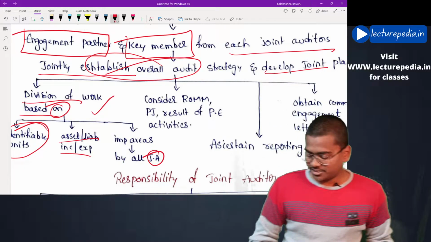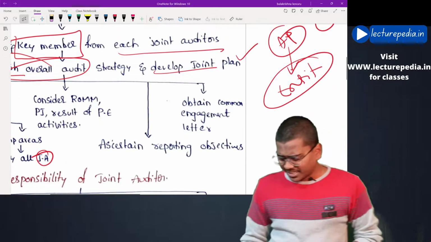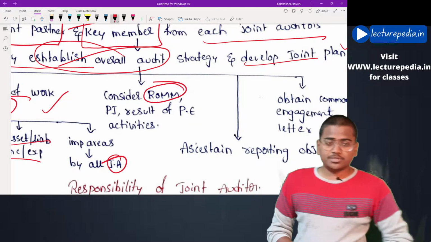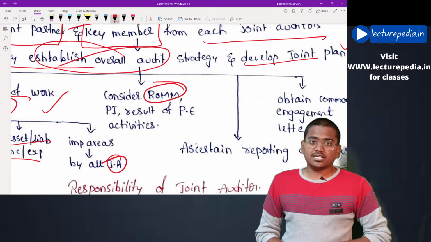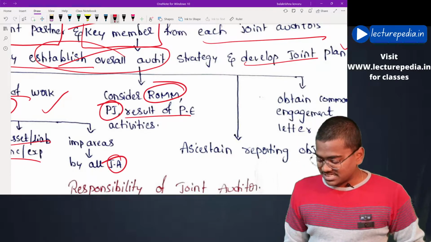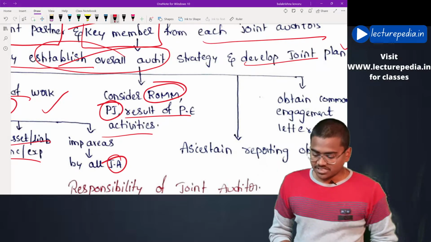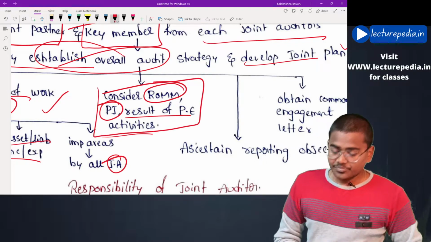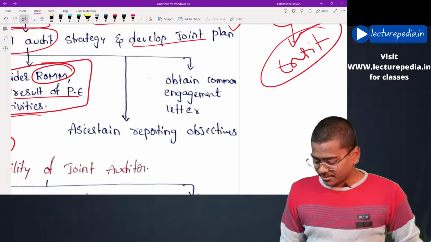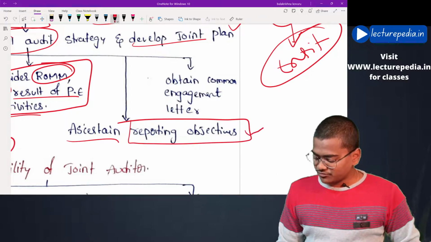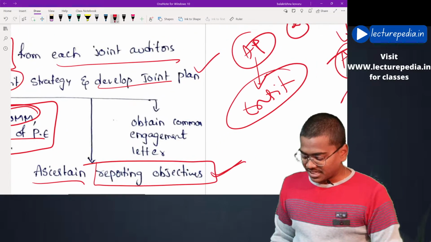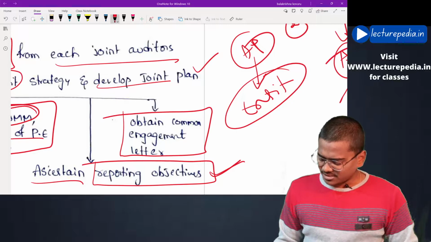Next, while preparing the joint audit plan, they have to consider the risk of material misstatement. Based on risk of material misstatement, they will design the audit plan. They should also consider professional judgment and result of preliminary engagement activities. Considering all these factors, they have to develop an audit plan. And in this audit plan, they should ascertain reporting objectives. What is the reporting objective of this joint audit? They have to ascertain it and obtain a common engagement letter.